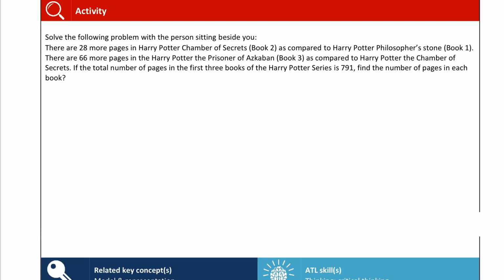So unlike the previous question that we did, this question actually has 3 unknown variables. One is number of pages in book 1, one is number of pages in book 2, and one is number of pages in book 3. However, we can actually make this into one unknown variable and link the number of pages between book 1, 2, and 3. So let's do that now.